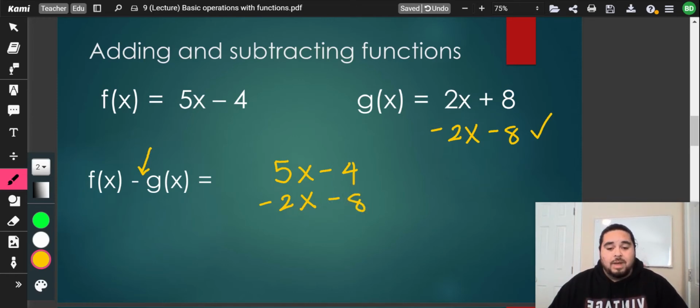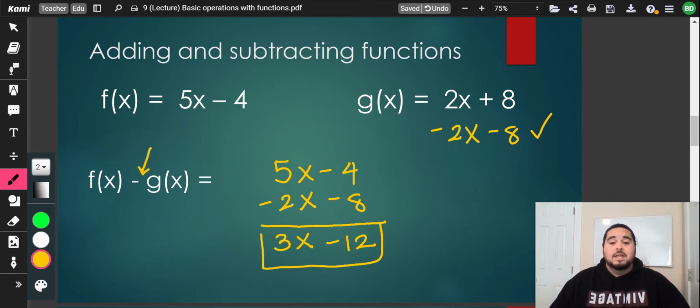And now we combine like terms again. So now I have 5x. I'm taking away 2 of them, so that gives me 3x. And then negative 4 and negative 8, we got to be careful. I have 4 negatives, and I'm taking away 8 more, so that's negative 12. Okay, and that's my final answer.